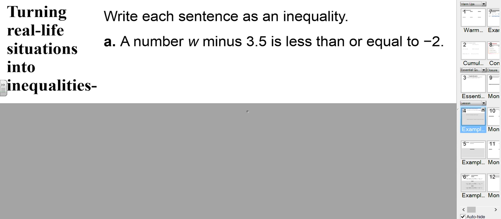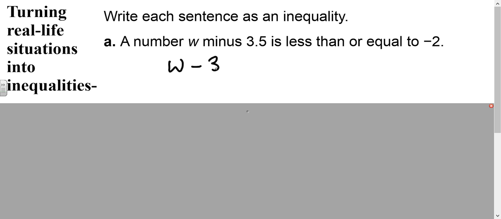So we have a number w minus 3.5 is less than or equal to negative 2. They told us that a number w is representing our number, minus 3.5. So let's write that part out. We've got w minus 3.5 is less than or equal to negative 2. Less than, I always remember that less than points to the left. So if you make your symbol, the less than, it looks like an arrow pointing to the left, or equal to negative 2. So that would be what this looks like as an inequality.